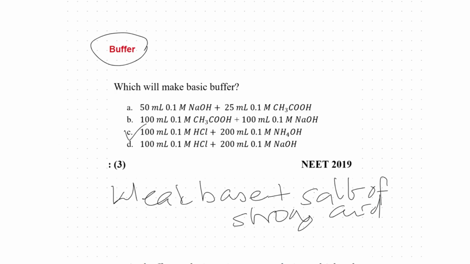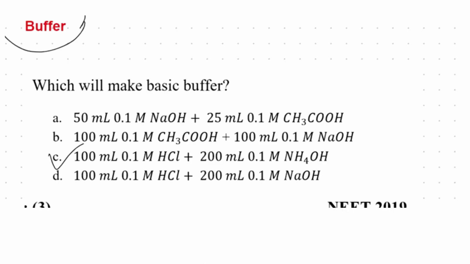So if you mix HCl and NH4OH, you will get NH4Cl, the salt of a strong acid. So weak base, ammonium hydroxide plus NH4Cl. Okay. Move to the next question.